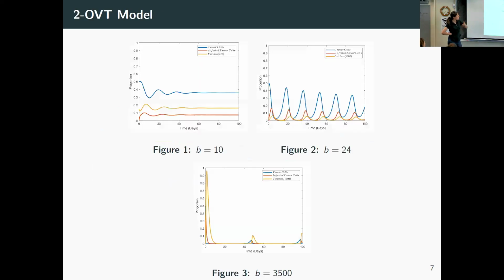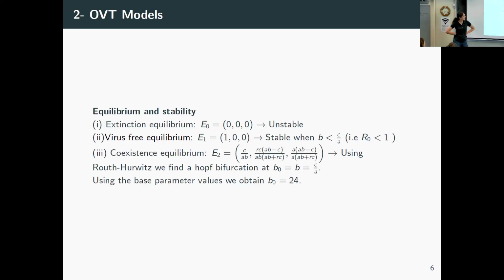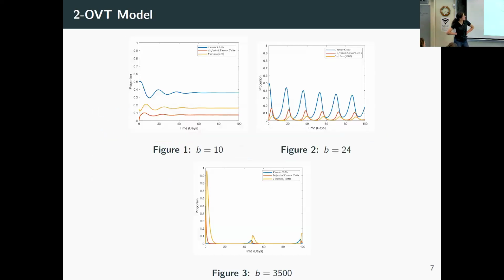And simulations, okay, these simulations are going to verify what we just saw. We saw that the bifurcation value was 24. So when we have B equal to 10, we have the stability of E1. And at 24, the oscillations start.